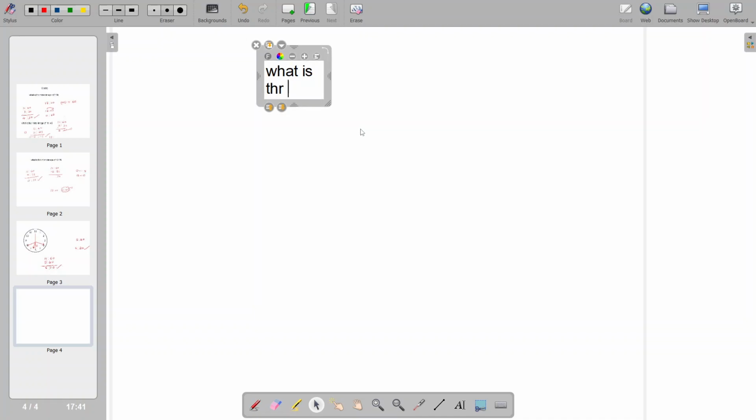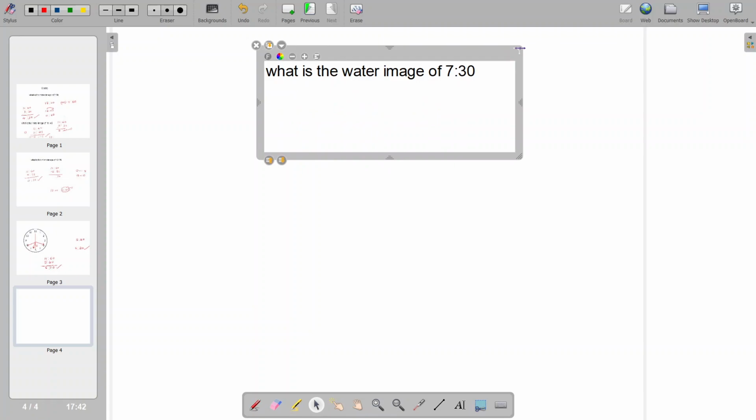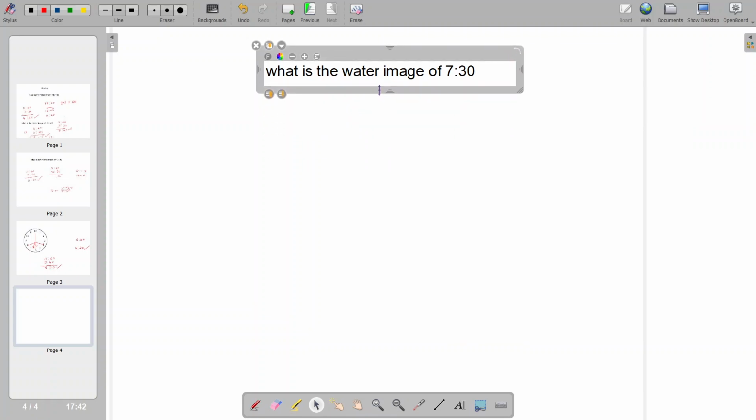What is the water image of 7:30? It will take the same time. What is the water image of 7:30? Sorry, this okay, water image only. What is the water image of 7:30?